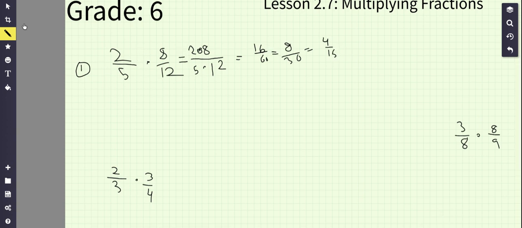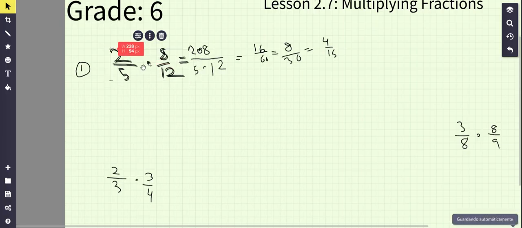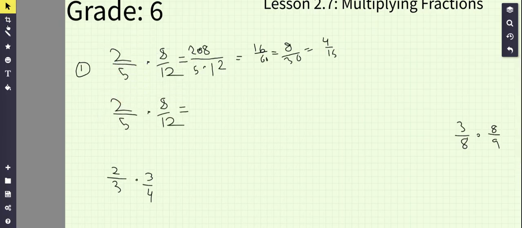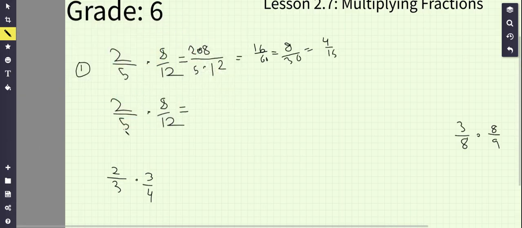Here's another way I like to solve this problem. So let's say I have the same problem again. But how would I solve it? Well, this time I would use cross cancellation. We have never used it before, but we're gonna learn how to use this.